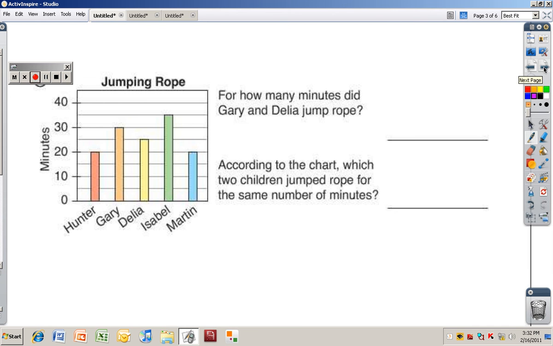All right, let's see on this bar graph here. First of all, looking at the heading, jumping rope, and we see that we have Hunter, Gary, Delia, Isabel, and Martin. And then you can follow each bar and come over to the side, and you can figure out how many minutes this person was jumping rope. You got to look at these labels that are on the side like this so you understand what the numbers mean. I mean, is that 20 jumps? Is that 20 hours? Is that 20 miles jumping rope? You've always got to look at this label over here so you have that straight.